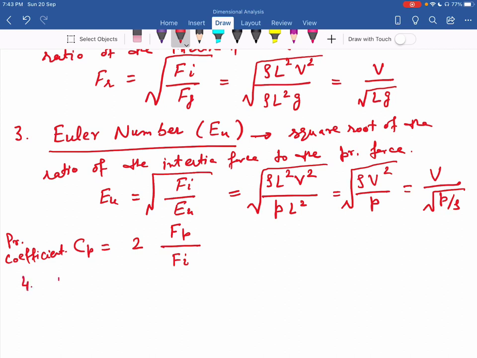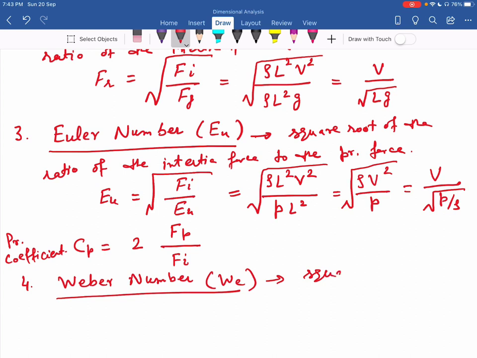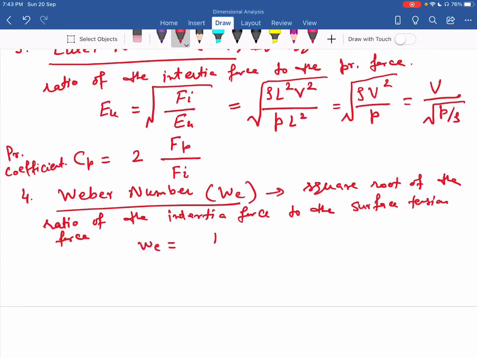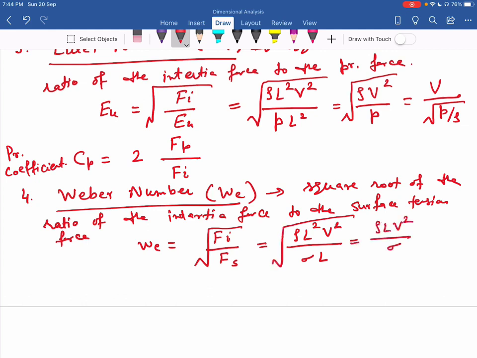Now another dimensionless number is Weber number. The symbol is We, and it is defined as the square root of the ratio of the inertia force to the surface tension force. So you can write We as inertia force divided by surface tension force under root. So I write it as rho L square V square upon sigma L under root. So this comes out to be rho L V square by sigma, or equal to V upon root of sigma divided by rho L. This is the Weber number.